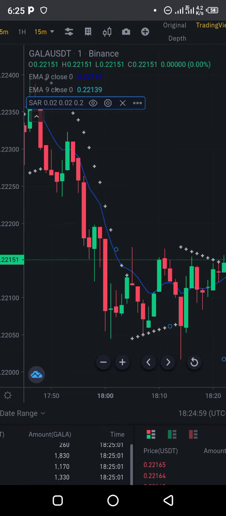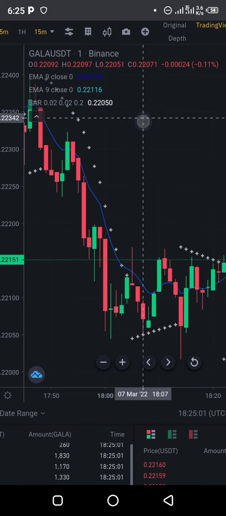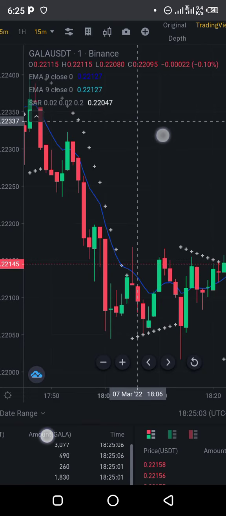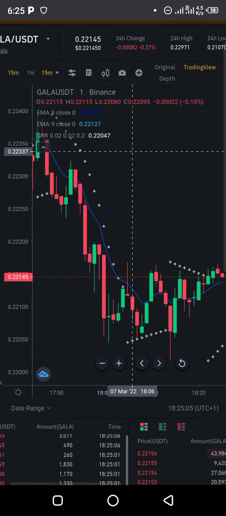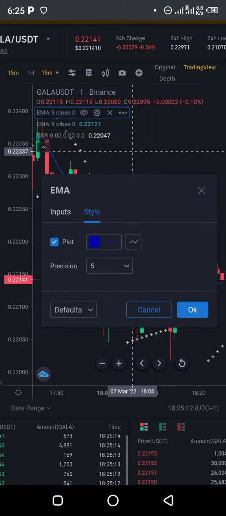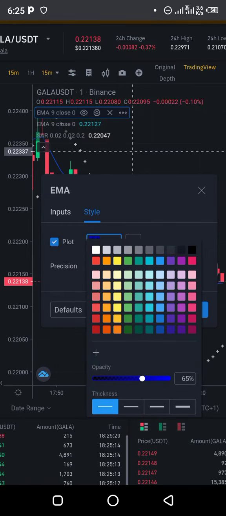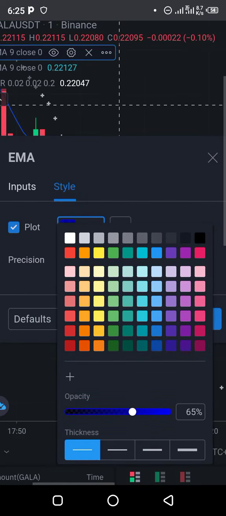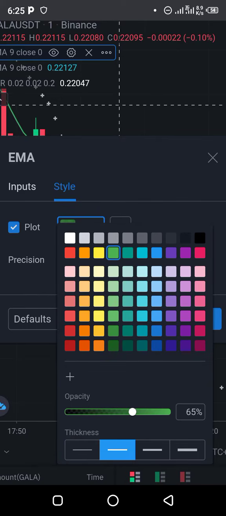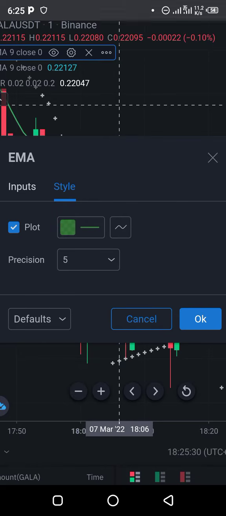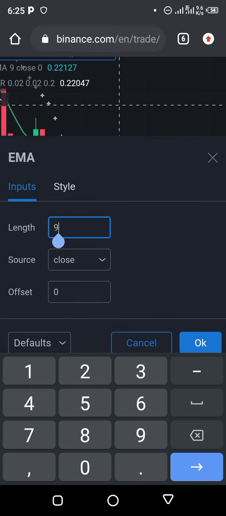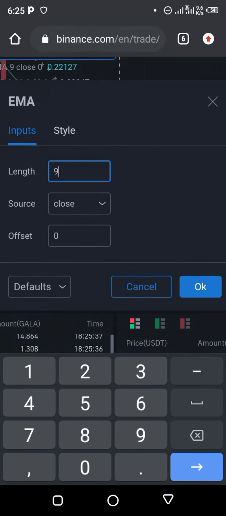Now let's go to our EMA. Let's click the first EMA, and then we edit the settings. EMA means exponential moving average. Let's set the color to green, I like green a lot, and then let's set the length of the EMA at 50.